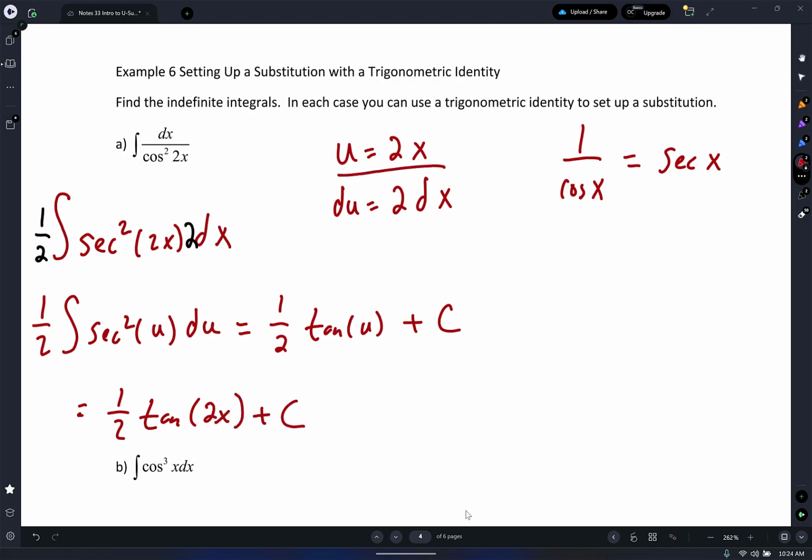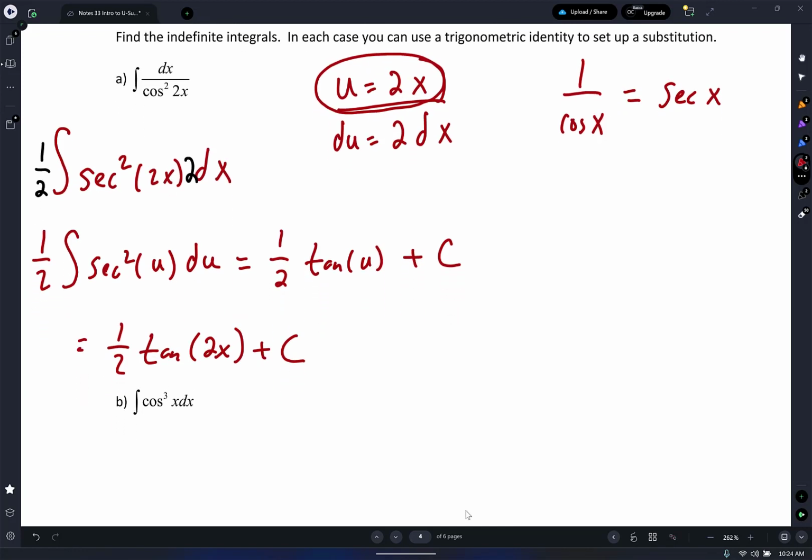And I know some of you probably didn't need u sub. You can probably just look at it and figure it out. How did you go from secant squared 2x to secant squared just u? I set u equal to 2x. You know what I mean? This is called u substitution. No, ask me, miss. It's all good.